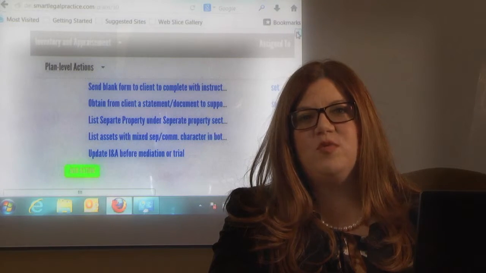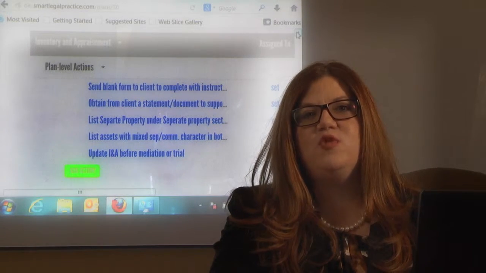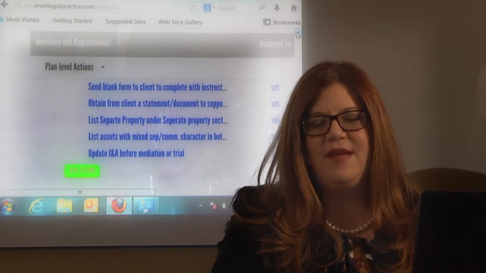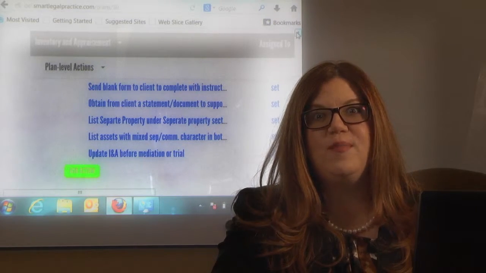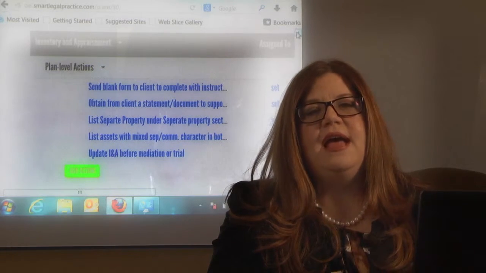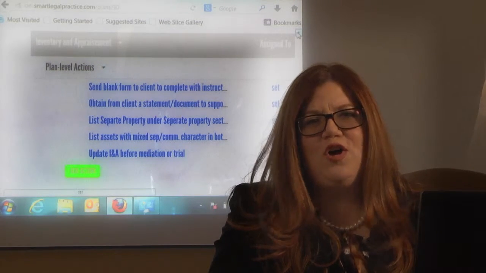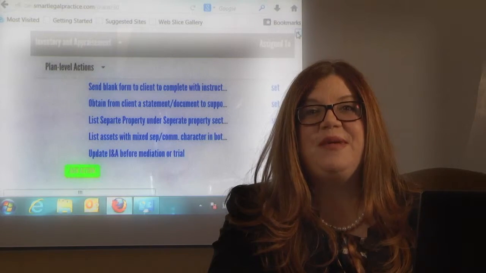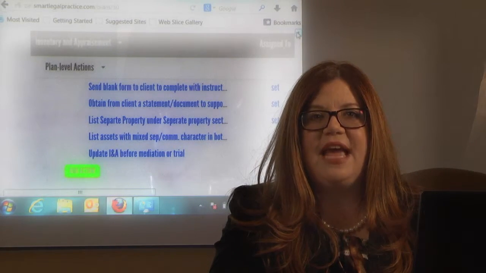Let's talk about our inventory and appraisement template. Inventory and appraisements are very common in family law and our divorce cases, and they're very important. And sometimes I think we underestimate how important they are. And at final trial, it becomes all too evident how important they are. So we want to give them the right attention at the beginning of the case.